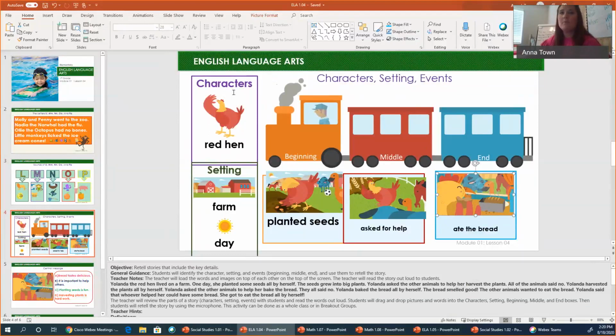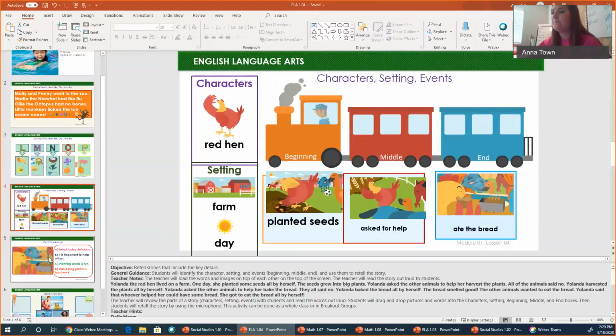That is the animal or person in the story, so we know it is the red hen. The setting answers the questions where and when. The location is where, and we know it takes place on a farm. And the when is the time, and we can see it is daytime.